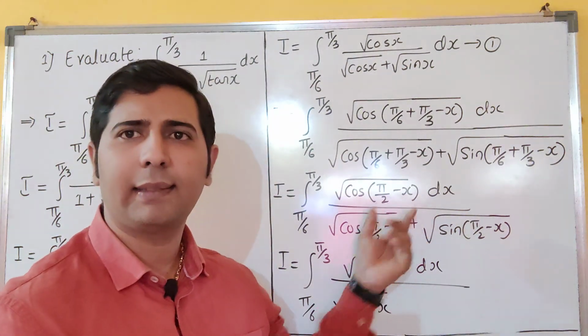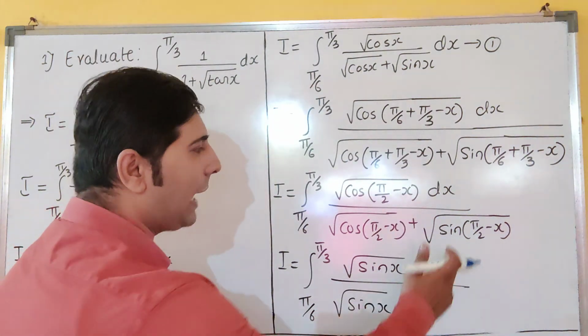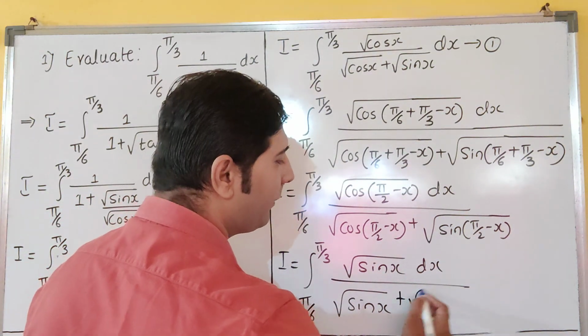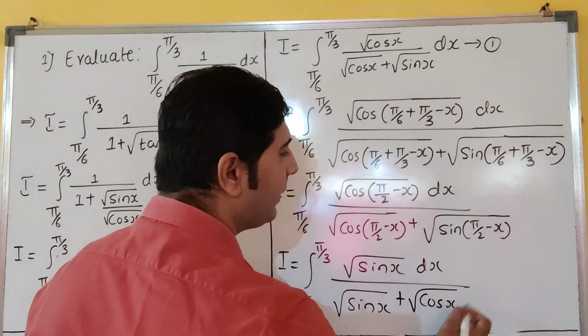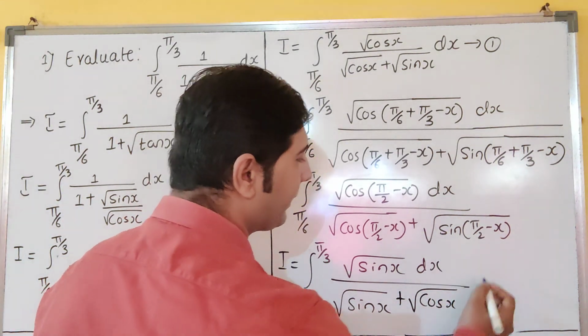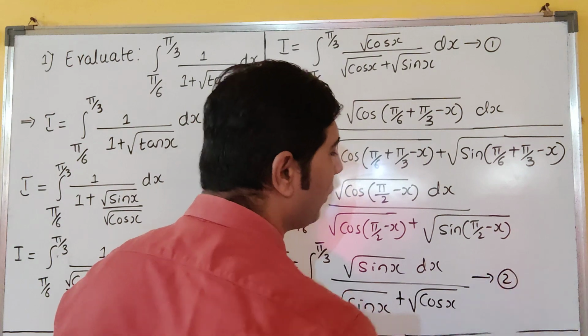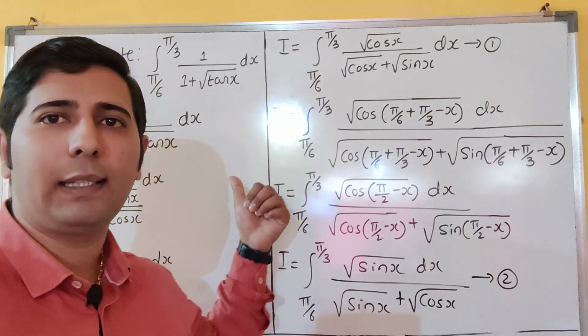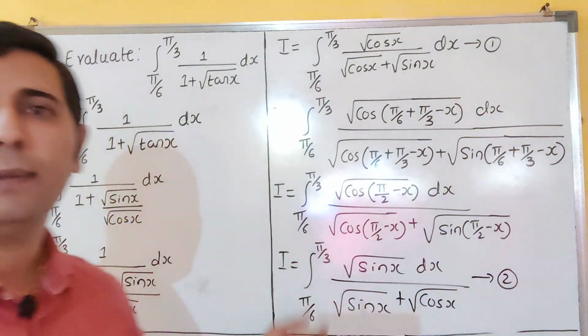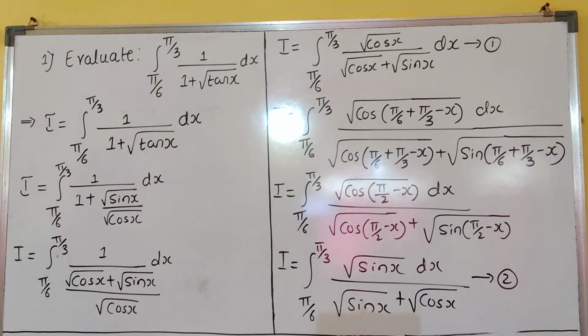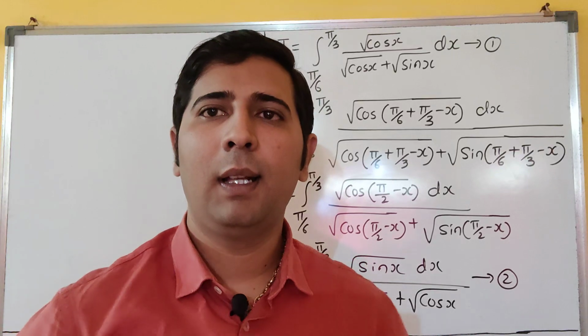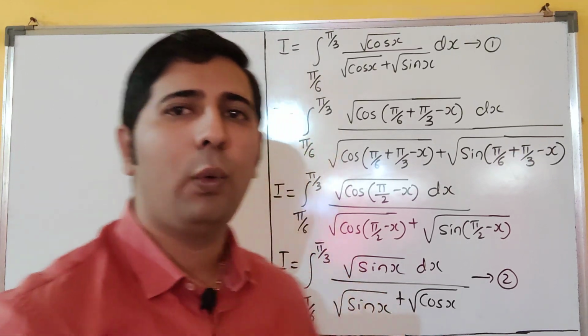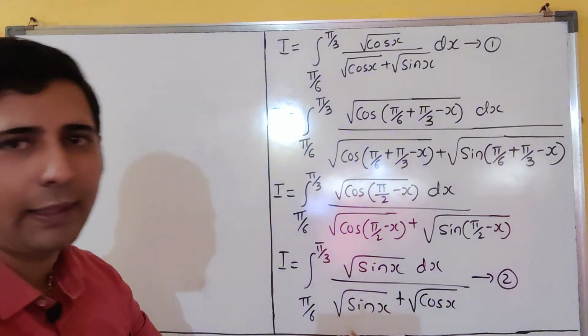Cos 90 minus x is sin x. Now sin 90 minus x is cos x. I'll call this equation number 2. So please copy this one, and we'll continue on this side. I hope all of you have copied. We will continue the answer, dear students.